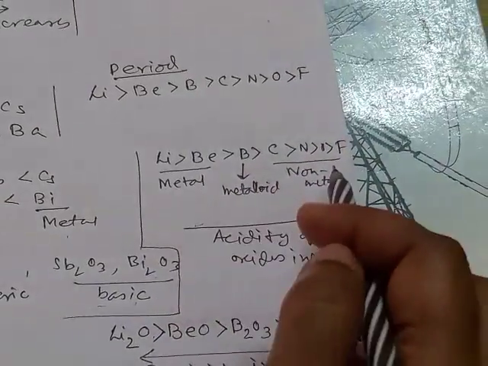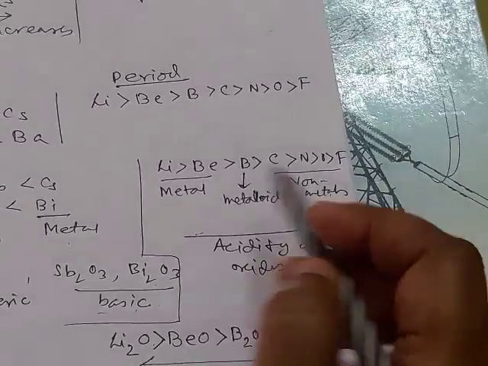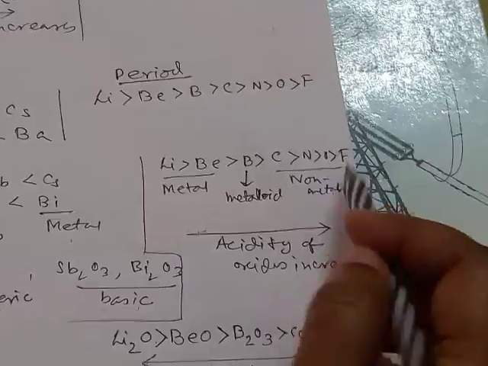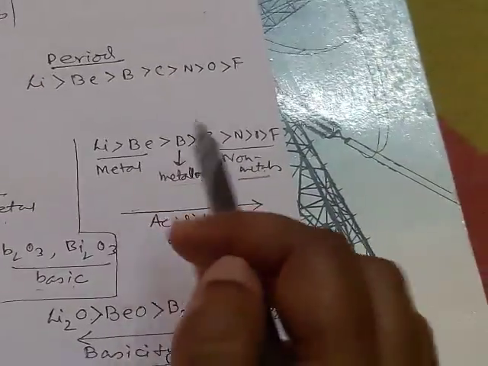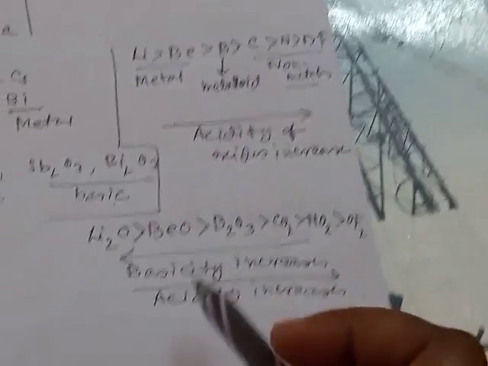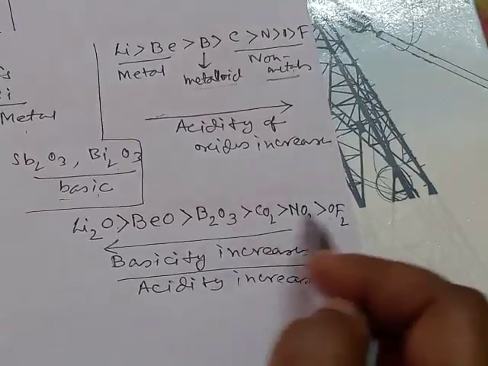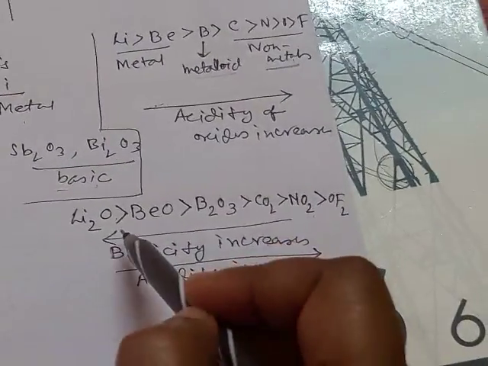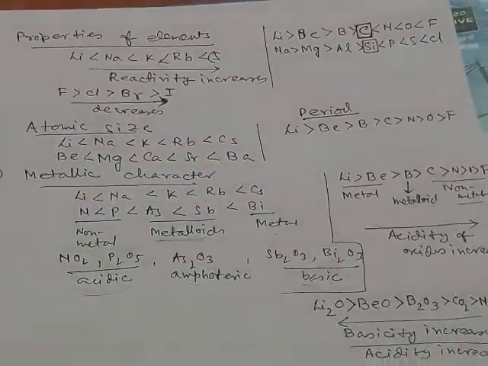Whereas along a period, metallic character decreases and non-metallic character increases. Lithium and beryllium are metals, whereas carbon, nitrogen, oxygen, fluorine are non-metals, boron is a metalloid. So the acidic character of the oxides will increase if we move along a period from left to right, and the basicity of the oxides will decrease if we move from left to right along a period. So these are the periodic variations of the properties.